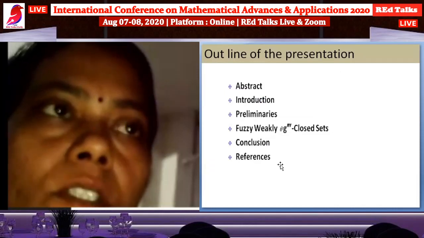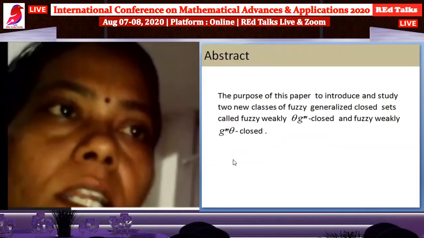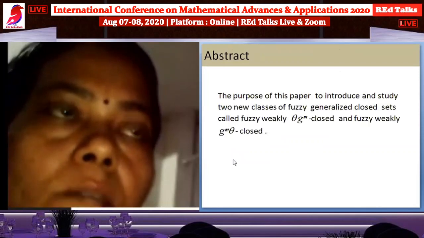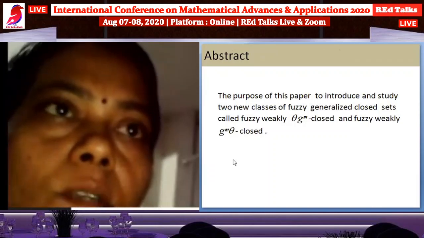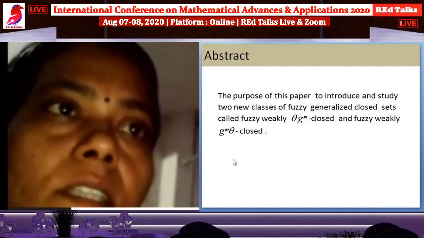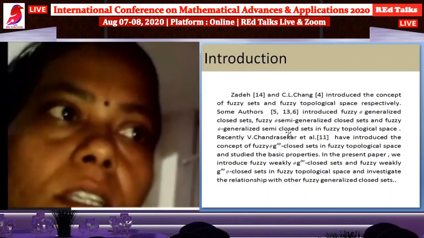Outline of the presentation is abstract, introduction, preliminaries, fuzzy weakly theta G triple dash closed sets, conclusion, and references. Abstract. The purpose of this paper is to introduce and study two new classes of fuzzy generalized closed sets called fuzzy weakly theta G triple dash closed set and fuzzy weakly G triple dash theta closed set.